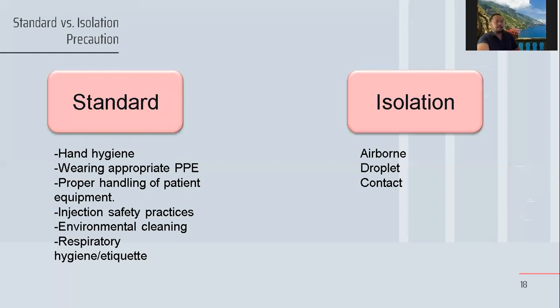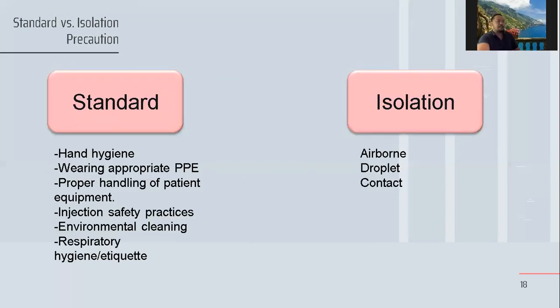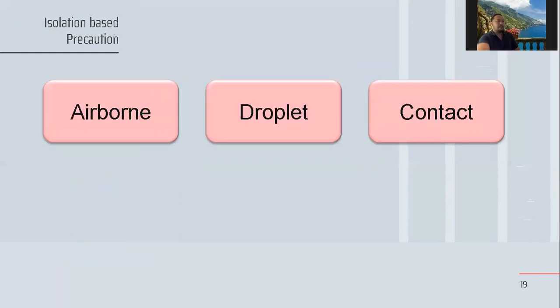So what about your isolation-based precautions? These are your airborne, droplet, and contact precautions. Basically, it is your standard precaution, but if and when you suspect a patient has an infection, and you can classify it as a communicable disease, we have to add on these three special precautions to avoid transmission of the disease.